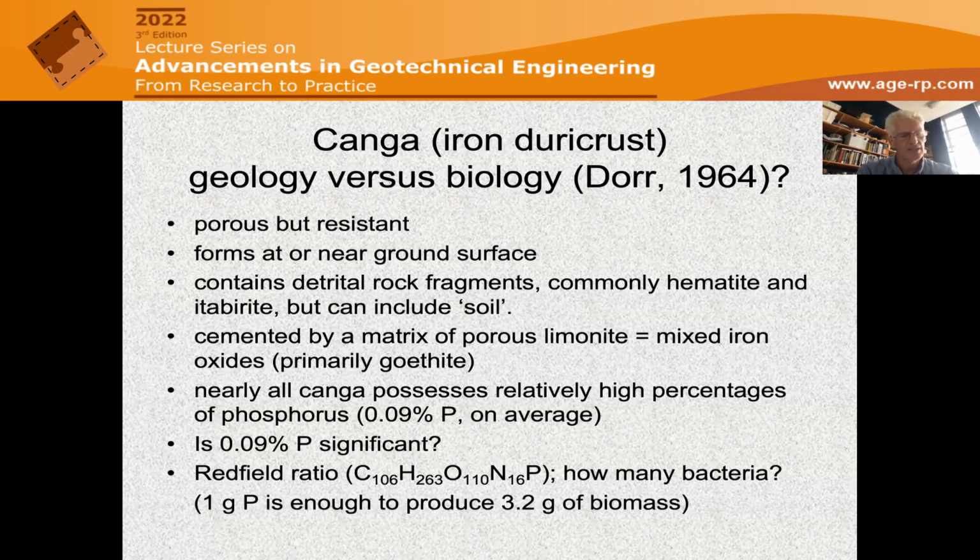And we asked initially, is 0.09% phosphorus significant? If you apply it against the Redfield ratio, which is an algal molar quantity, 1 gram of phosphorus is enough to produce 3.2 grams of biomass. So 0.09% phosphorus is plenty of phosphorus to grow biology. And so we set about seeing if we can demonstrate, initially, can biology be involved in the Kanga formation?